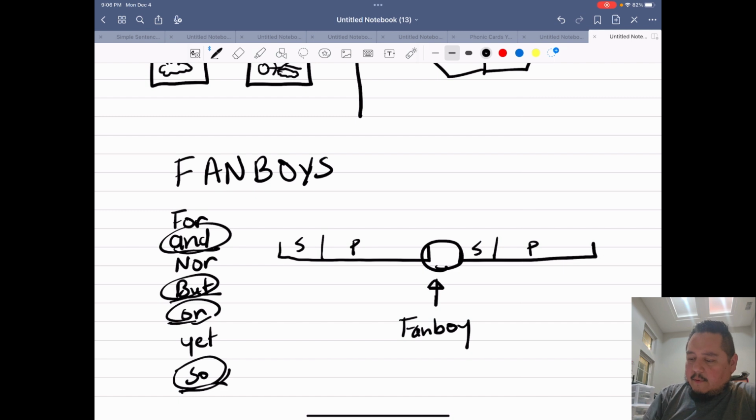Now, what is the new thing that we're going to be adding? Not only a subject and a predicate, but also when we have two complete sentences, we need to separate them with a fanboy and a comma before the fanboy. Because we are taking a pause there, a pause to say, hey, we're taking a break because we're done with this part of the sentence, but we're not done with the whole sentence. I'm not going to place my period because I'm not done.